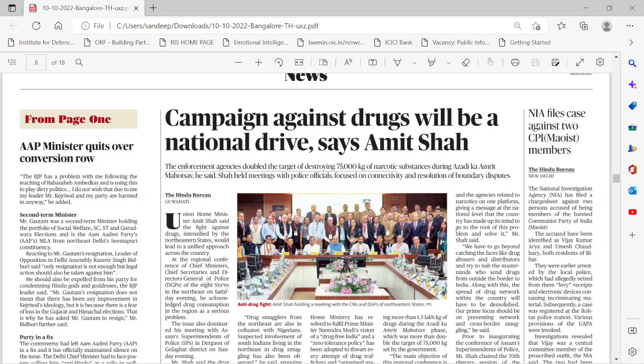This organized crime normally supports militancy and threatens India. They provide weapons and money to militant groups. Full stop.